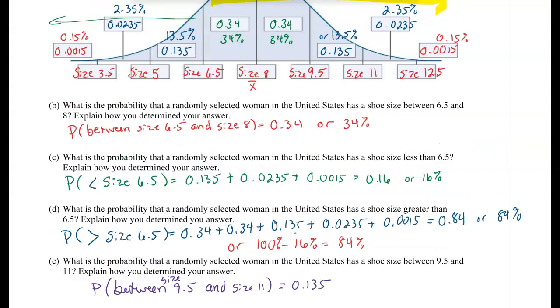And when you look up above, would you guys agree? It says between 9.5 and 11. It's just what? 13.5? All right.